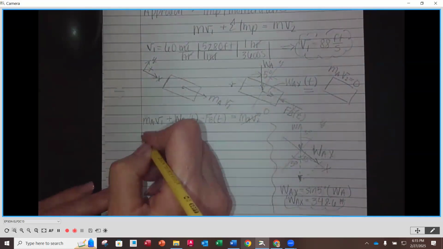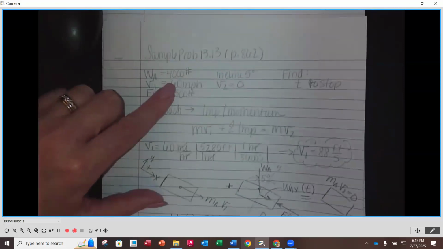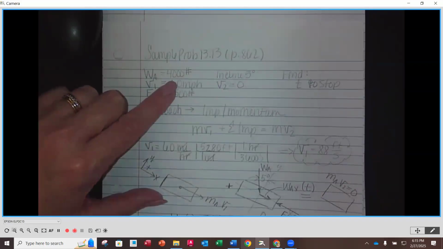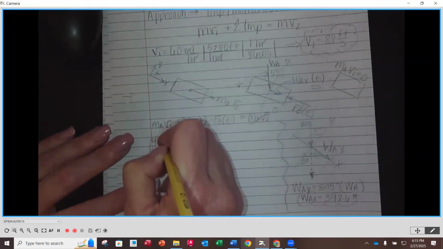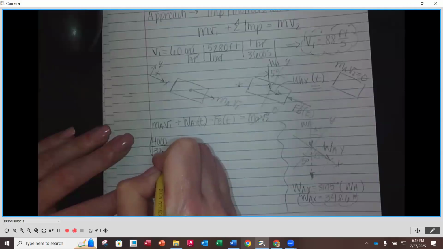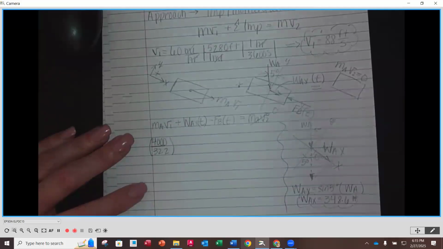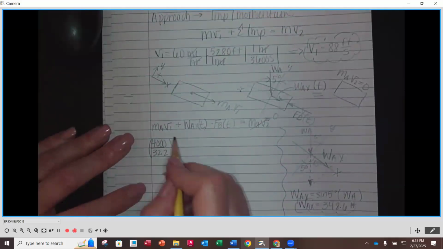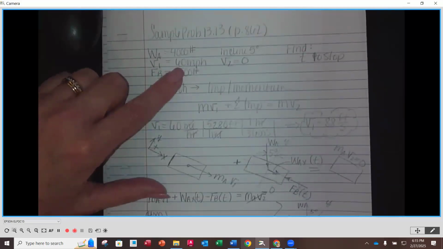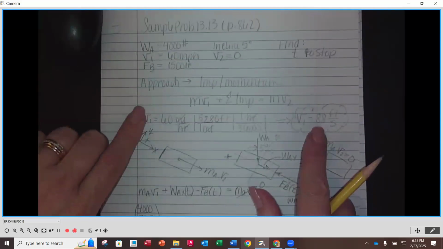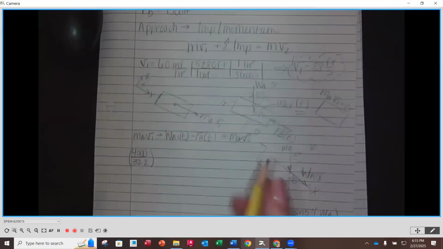So now we can put in our values, and our only unknown we're going to find is our time. For our mass at A, we're given 4,000 pounds. So that is a force, and we're going to have to divide that by gravity. We're in the English system, so this is going to be 4,000 divided by 32.2. That's going to be our mass, times velocity 1. Velocity 1 was the 60 miles per hour, but we're going to use the 88 feet per second that we converted it to.